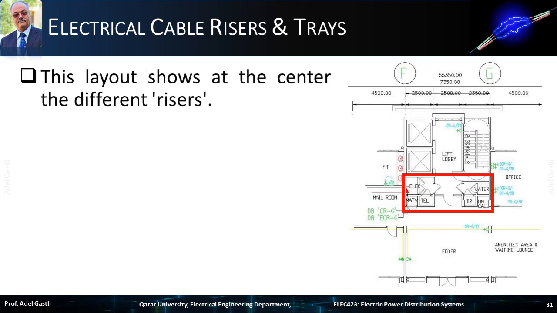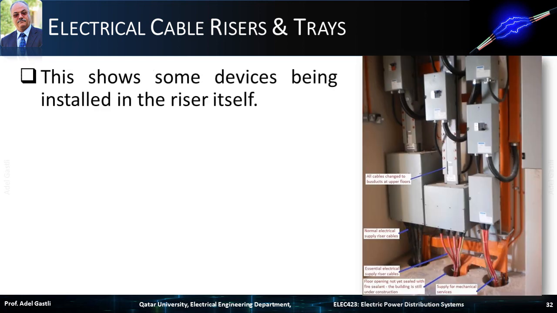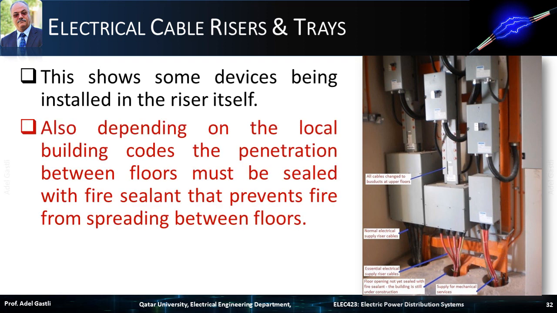This layout shows at the center of a building the different risers used for the different utilities. You have the electrical riser, designated by ELEC in this drawing, cable or television riser, designated by MATV, telecom riser, designated by TEL, dry riser, designated by DR, city water, designated by water, etc. This photo shows some devices being installed in the riser itself. Also, depending on the local building codes, the penetration between floors must be sealed with fire sealant, that prevents fire from spreading between floors.